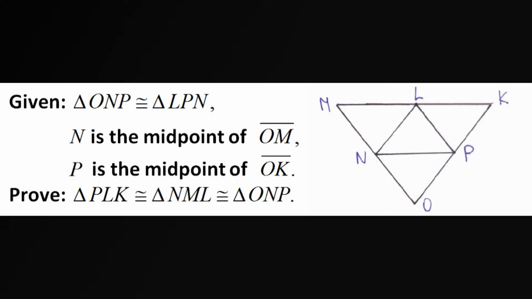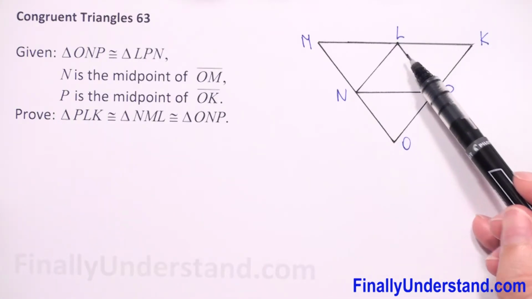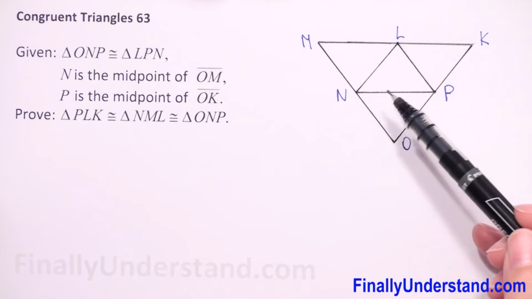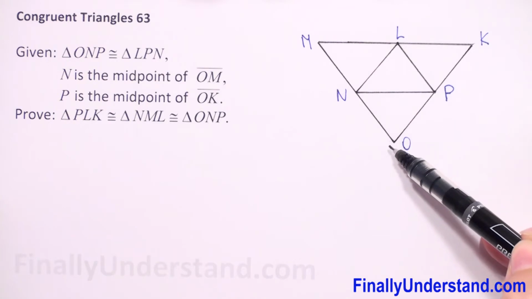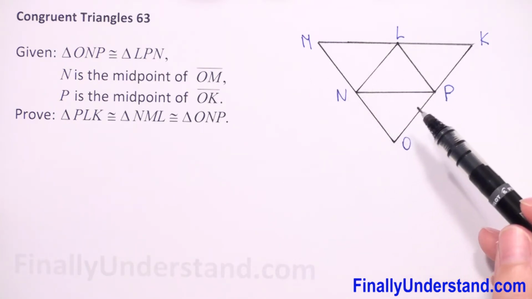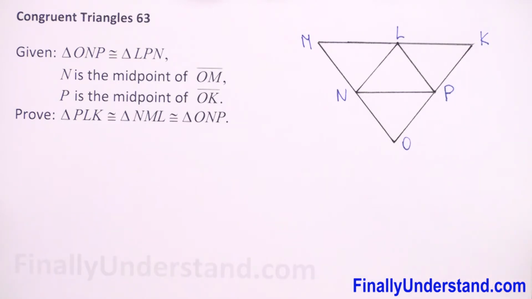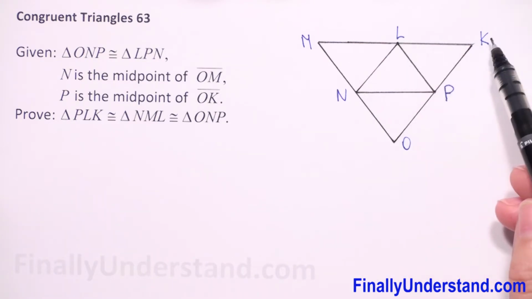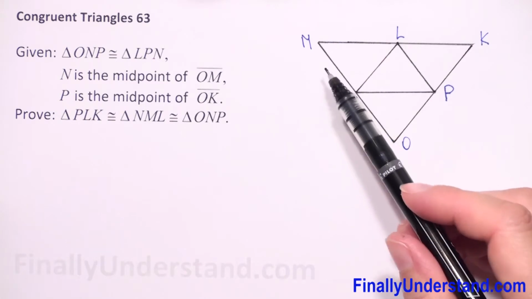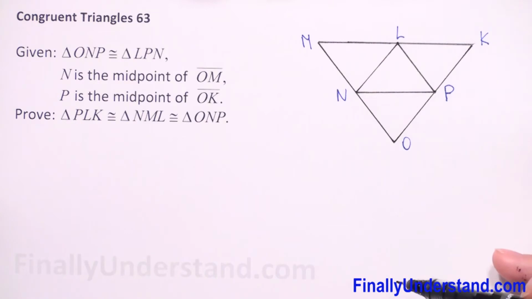We are given that triangle ONP is congruent to triangle LPN, and N is the midpoint of segment OM and P is the midpoint of OK. We have to prove that triangles PLK, NML and ONP are congruent.